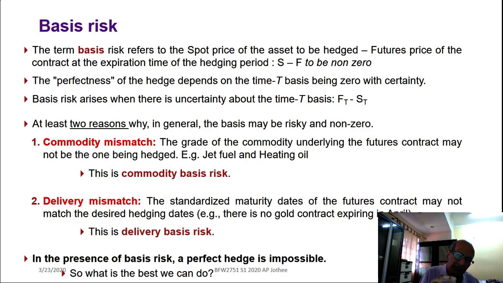So we said delivery mismatch. One is commodity mismatch, another is delivery mismatch. These are the two main reasons which could cause basis risk to persist even at the delivery date or maturity date. In the presence of basis risk, a perfect hedge is impossible. We cannot say the hedge is perfect when there is basis risk existing. So what can we do?